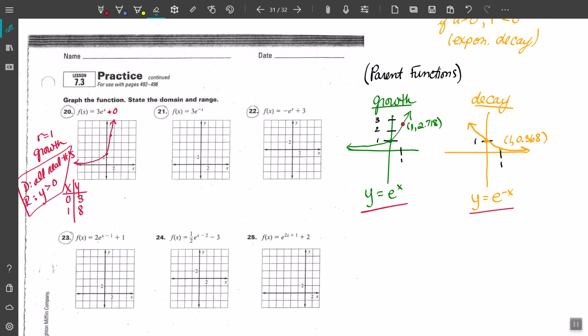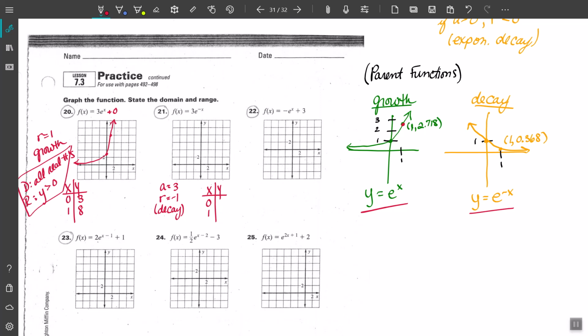On 21, we have an a value of 3, so we're going to hopefully see some stretch. Our r value is this -1 being multiplied by the x. So this is indicating that we should see a decay happening when we graph this. So hopefully that's what we see. I'm going to evaluate at 0 and 1 again.